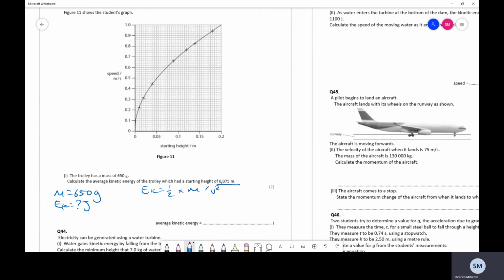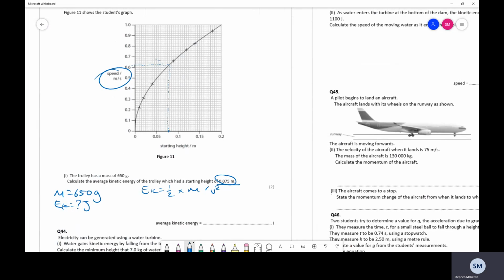Sorry, like I said, writing this with a mouse is hard. 0.075 meters. So I'm going to look here, 0.05, 0.1. Halfway in between that is 0.075. Then going over, across. Okay. And then going over here, I need to find out the speed at that particular height. Now, I think I did that quite well.